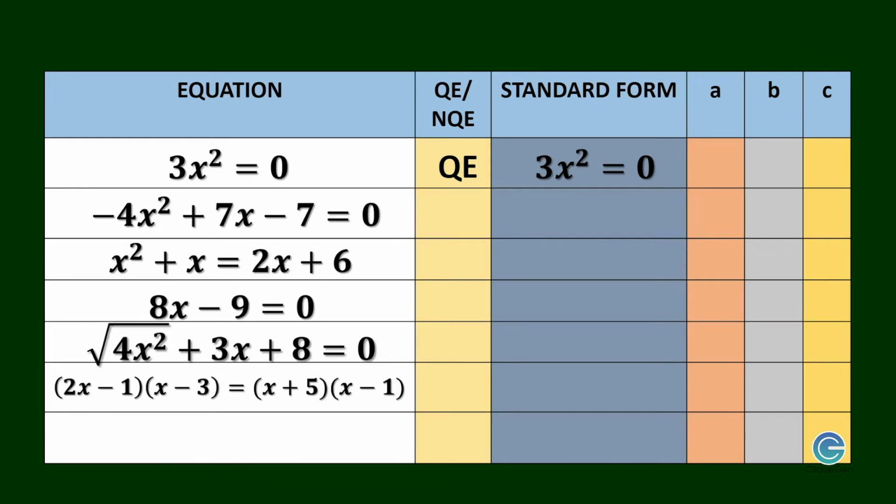Next, determine the value of a, b, and c. The equation has only one term, which is the quadratic term, so a equals 3, b equals 0, and c equals 0.